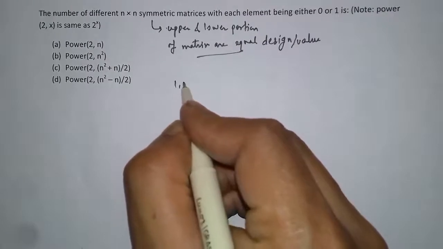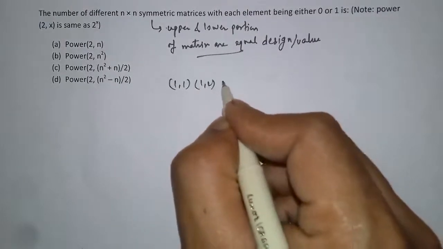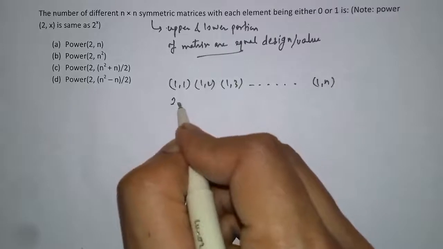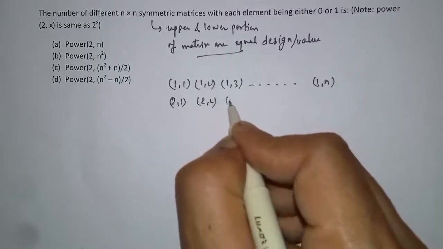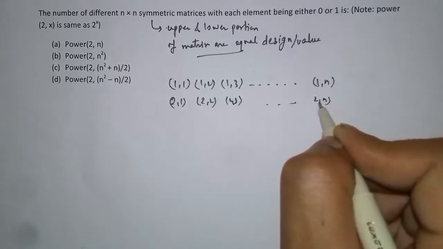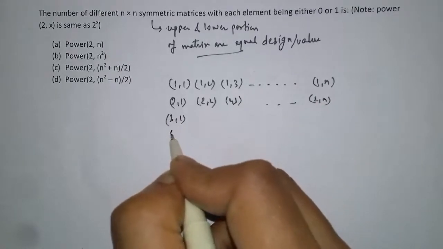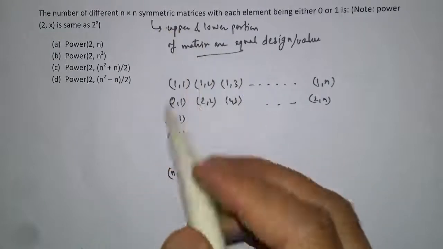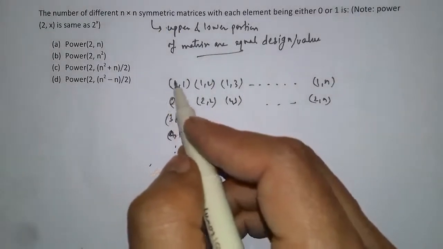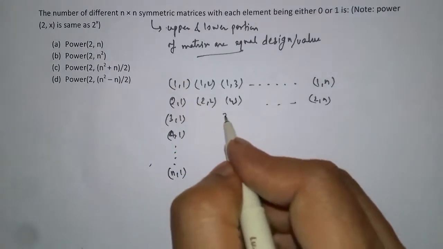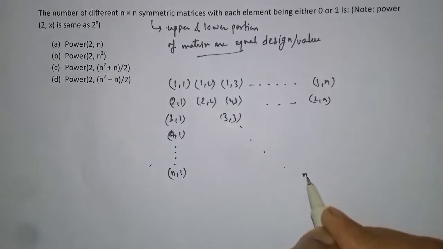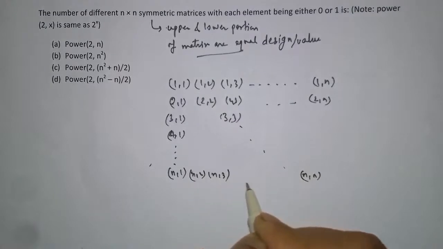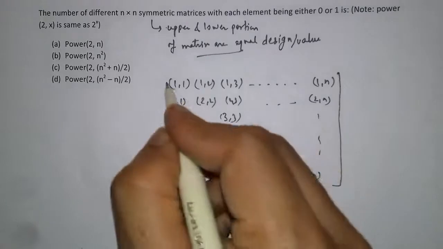an arbitrary matrix. See, 1 comma 1 is the first element, 1 comma 2, 1 comma 3, and so on, 1 comma n. Now 2 comma 1, 2 comma 2, 2 comma 3, 2 comma n, 3 comma 1, 4 comma 1, and so on, n comma 1. This is a symmetric matrix. So 3 comma 3, and so on. In the last there will be n comma n. There n comma 2, n comma 3, and so on. So this is our matrix.